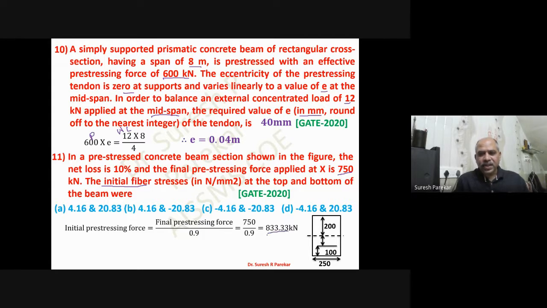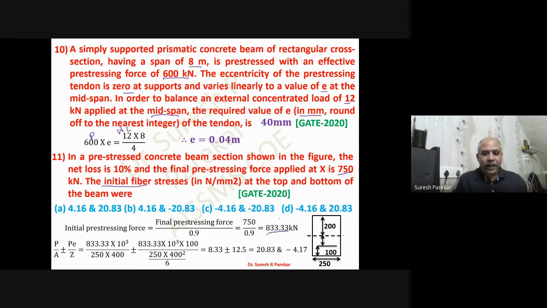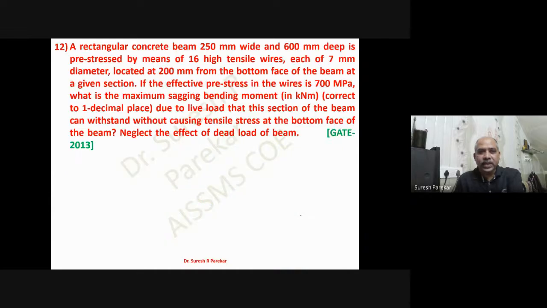Now once I know this, we simply go by P by A plus minus P by Z, and we got this value 20.83. This value is at the bottom, and 4.17 is the value at the top. So we have minus 4.17 and 20.83. The option is D. Minus shows tensile.